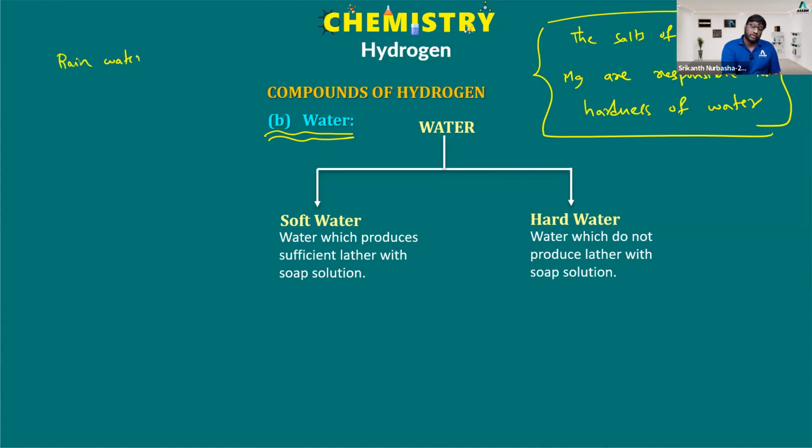Rainwater is almost pure, except for some impurities like dissolved gases in water.